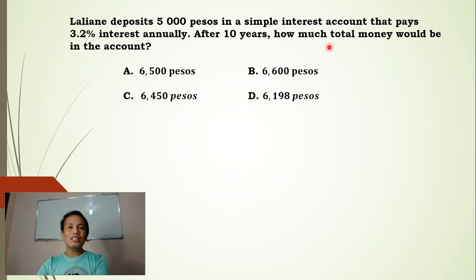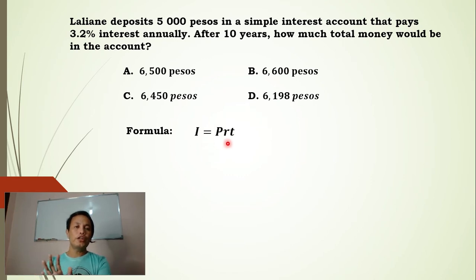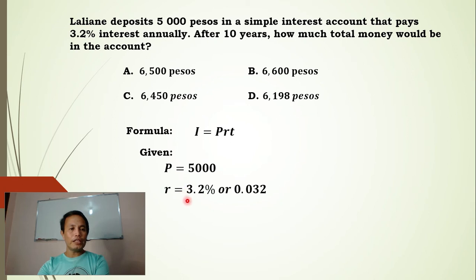But this is not just a simple interest, because we are told to find the total money in the account after 10 years. So, the same, since we are talking of simple interest, we will be using I equals PRT. So we need to solve first for the interest or the simple interest before we can solve for the total money in the account after 10 years. So we identify the given. Our principal is 5,000. Of course, our rate is 3.2%, or in decimal that is 0.032. Then our time is 10 years.